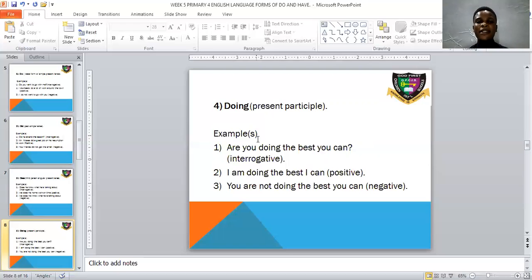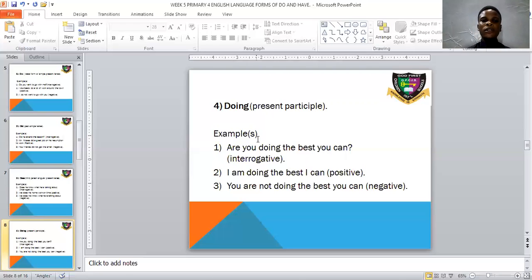The third one says, you are not doing the best you can. Now, this is to those who have been playing around. This is to those who have been deceiving themselves. You are not doing the best you can. Do not forget that you are having the word not. And that not makes this sentence a negative sentence. Is that understood?